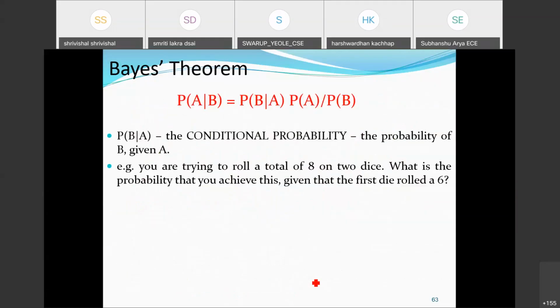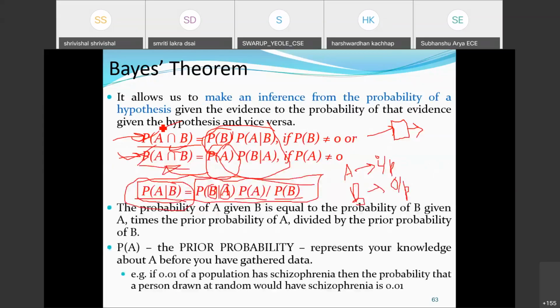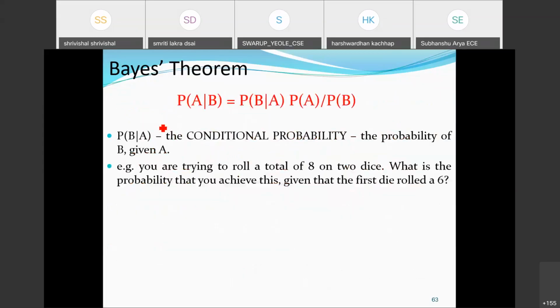So what you have written could be written again in just the reverse form here. Probability of A given B, what we have just written, probability of A given B is equal to the probability of B given A multiplied by the probability of A divided by the probability of B. So this is the conditional probability, probability of A given B.